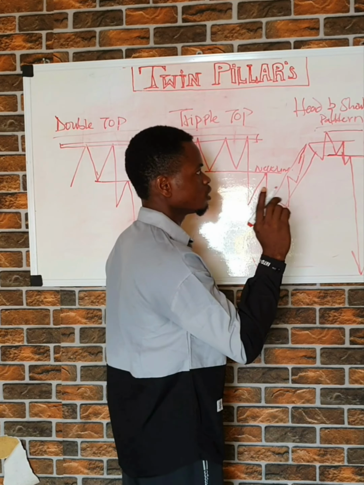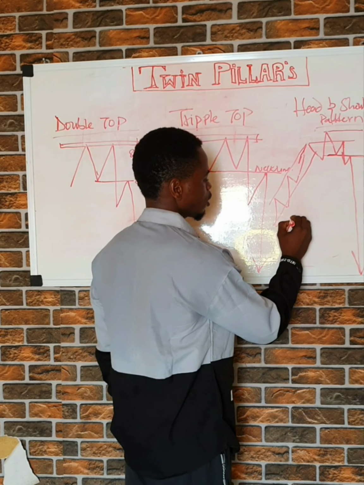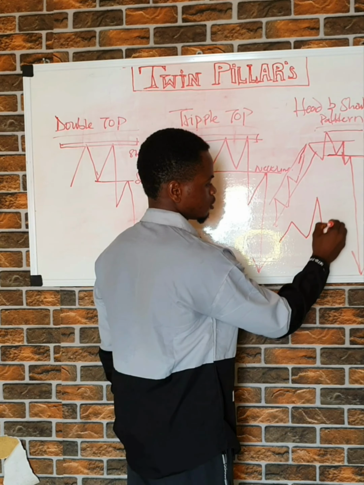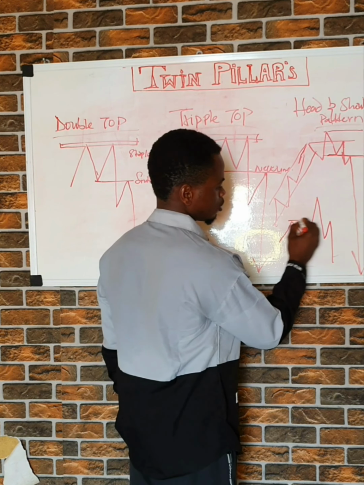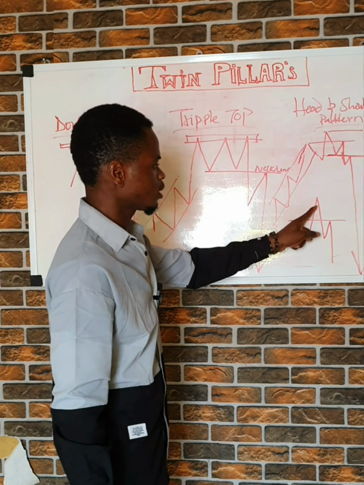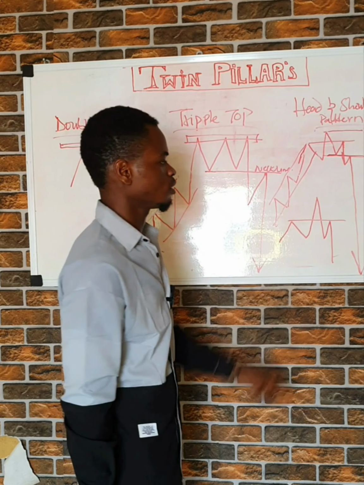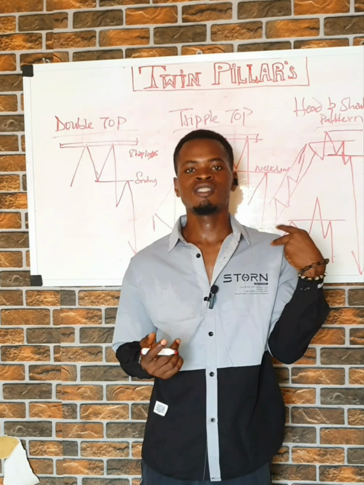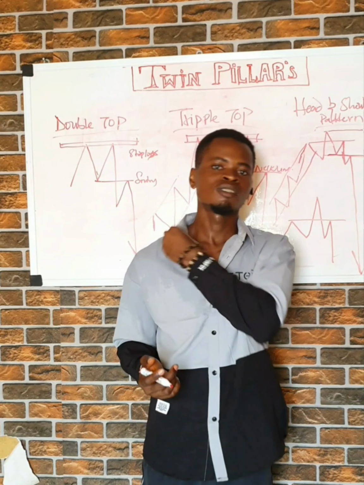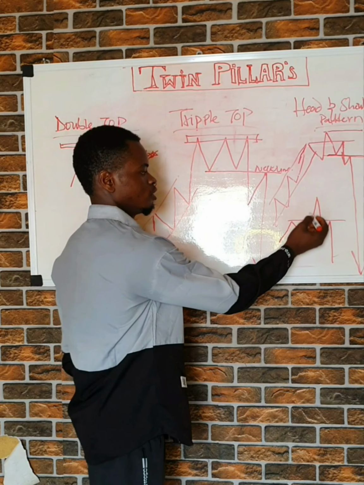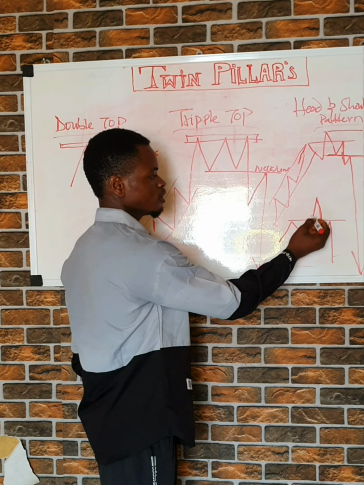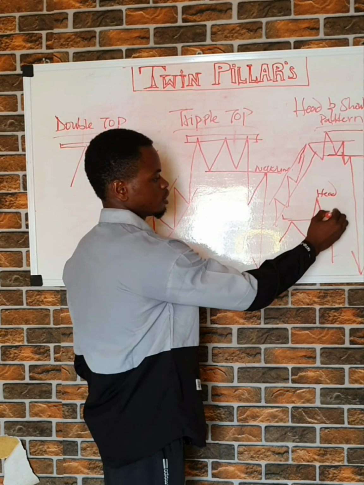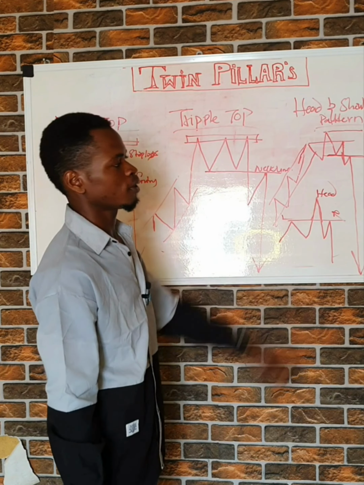Then you can see that price has given you something like this. This is why it's called the head and shoulder, because price has given us something like this. Can you see? This is the head and these are the shoulders. If you look at me very well, this is my head and this is my shoulder. Can you see it? This is the same pattern here. This is the head, this is the left shoulder, and this is the right shoulder. This is a reversal pattern.